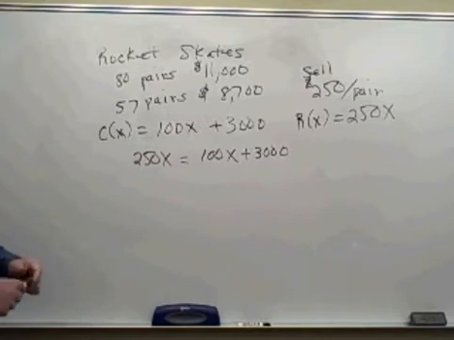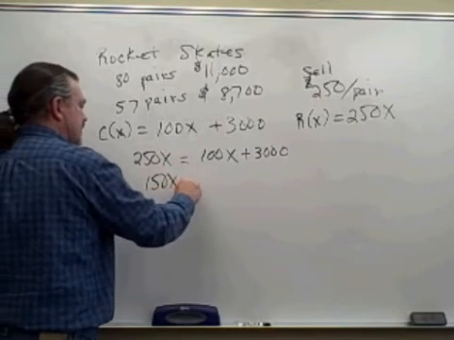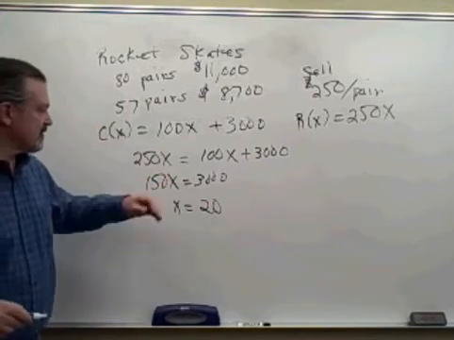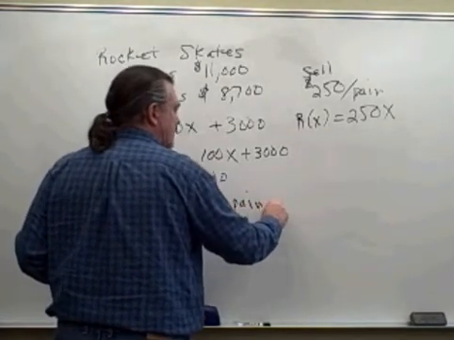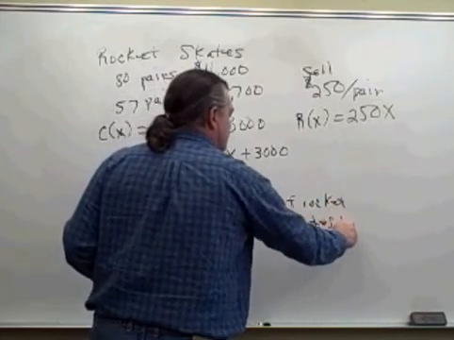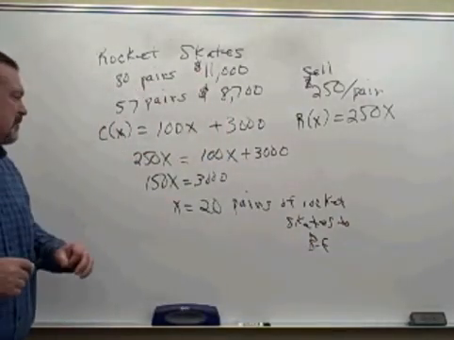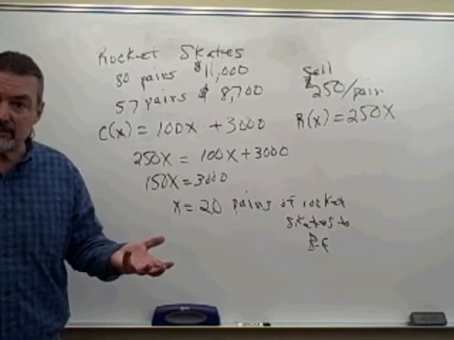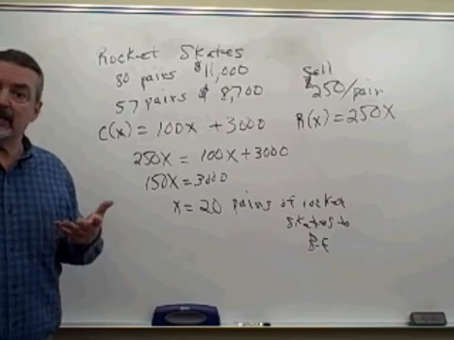And I have a nice linear equation in one variable that I can solve for x. Subtract 100x from both sides, I get 150x equals 3,000. So x would equal 20, wouldn't it? Isn't 3,000 divided by 150 20? So I have to make 20 pairs of rocket skates to break even. My break-even point is 20 pairs of rocket skates. Once I've made that 21st pair, I'm going to start making some profit. Because profit is your revenue minus your cost, which we want to look at in our next video.